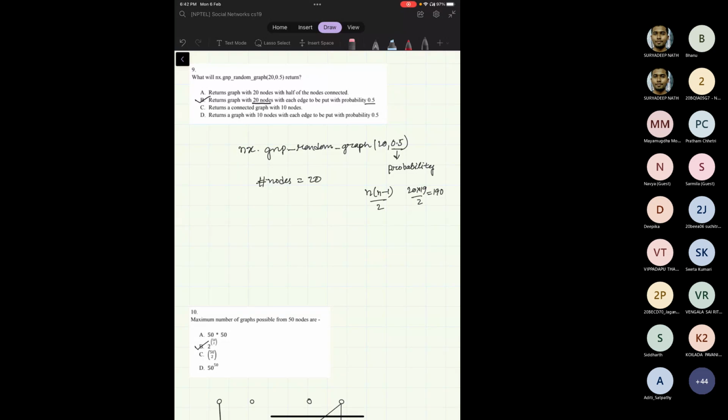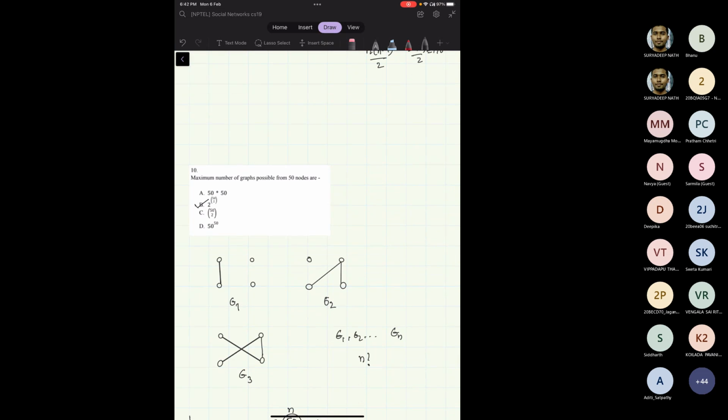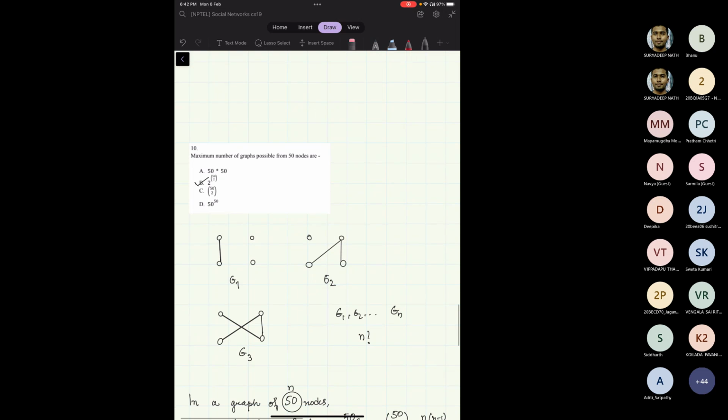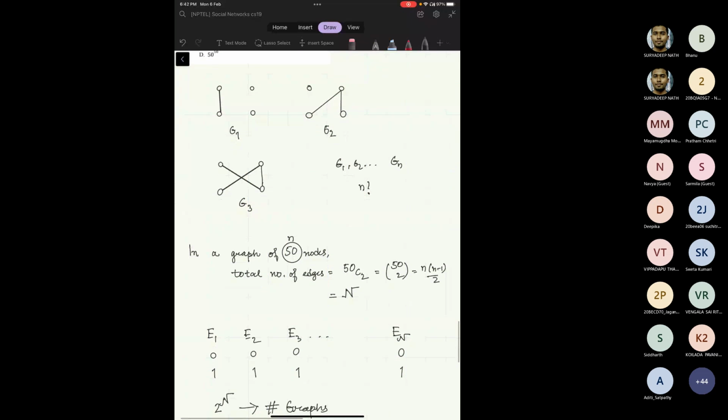Yeah, it's 2 to the power 50C2. It's a very big number, so I don't know how to calculate and write it over here.